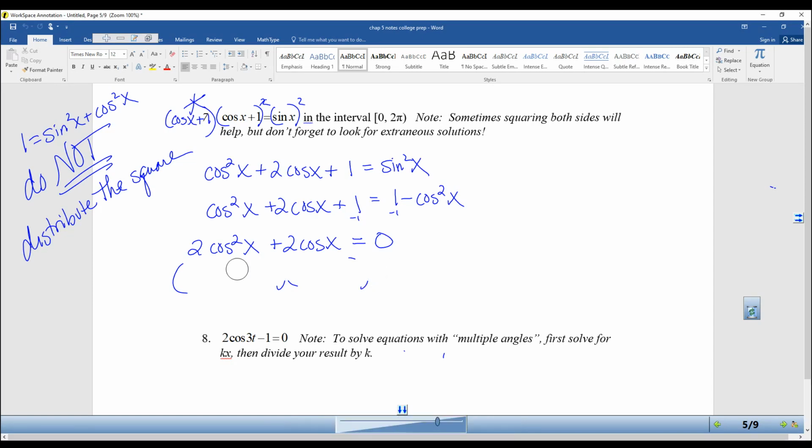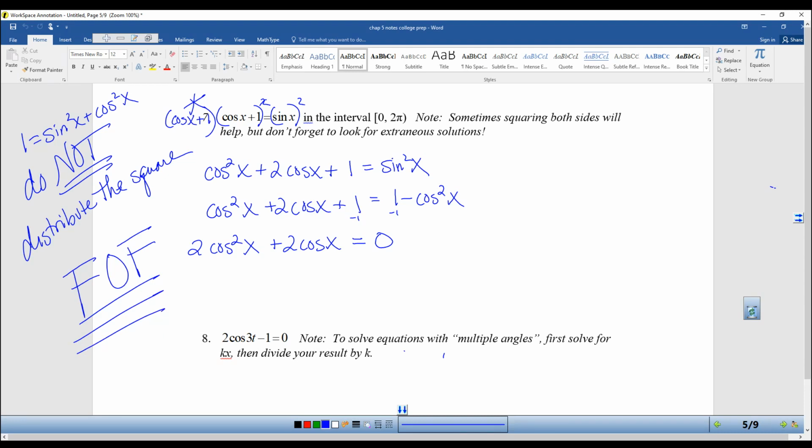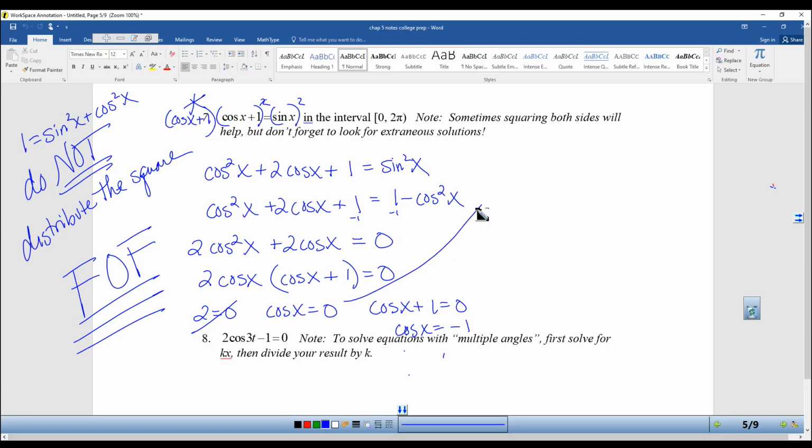What are they forgetting? They're forgetting to factor out first. I know math has so much to remember. Factor out first. So I can take out a 2 and a cosine x. And when I do that, I'm left with a cosine of x and a 1. So either 2 is equal to 0, that's one of my factors, and 2 is not equal to 0, or cosine of x is equal to 0, or cosine of x plus 1 is equal to 0. So when is cosine equal to 0? That happens at pi halves and at 3 pi halves.